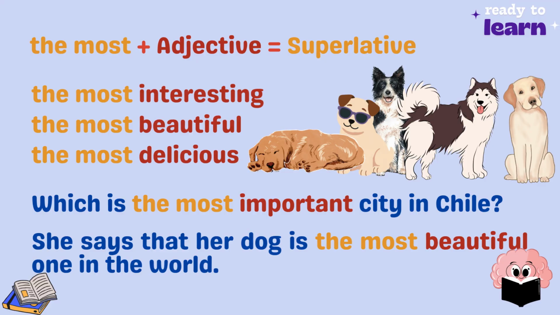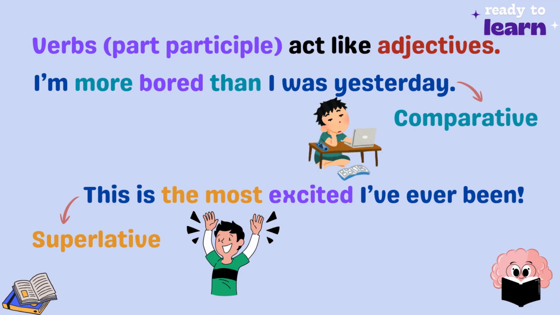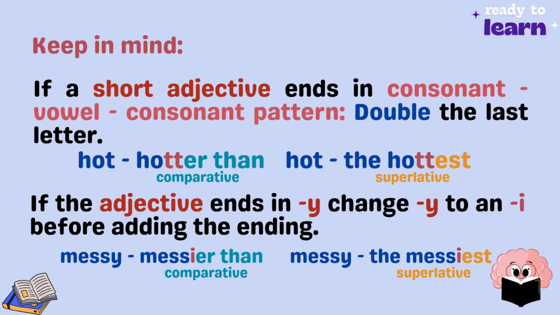And for the superlative version of these long adjectives, we use the most, so we say the most interesting, the most beautiful, the most delicious. Which is the most important city in Chile? She says that her dog is the most beautiful one in the world. And remember, we can even use verbs. Past participles can act like adjectives. For example, I'm more bored than I was yesterday, for comparatives, or this is the most excited I've ever been, for superlatives.